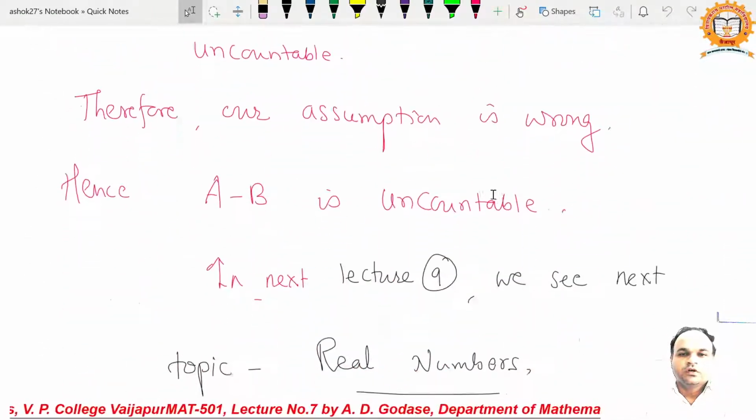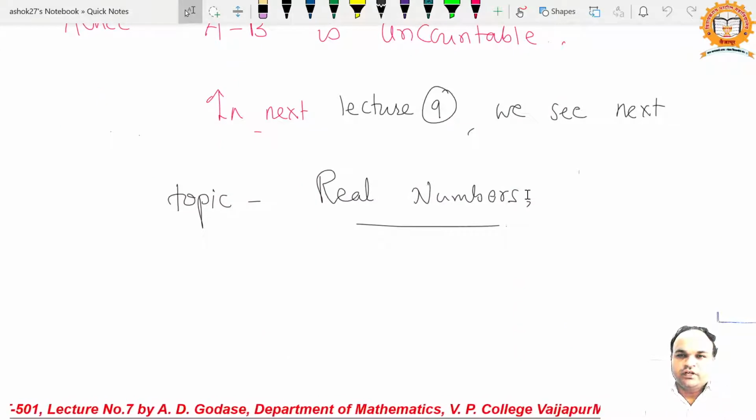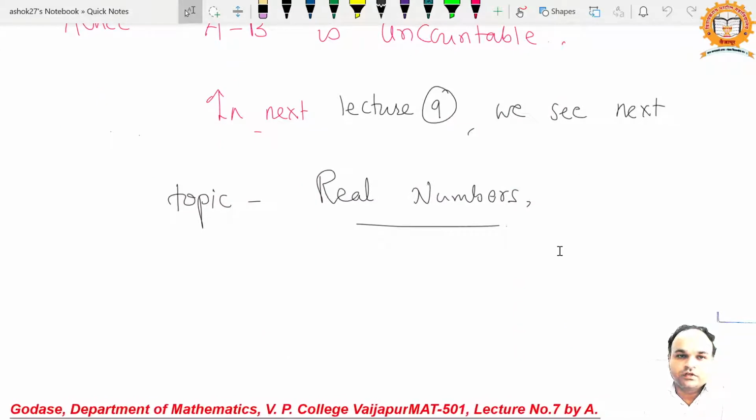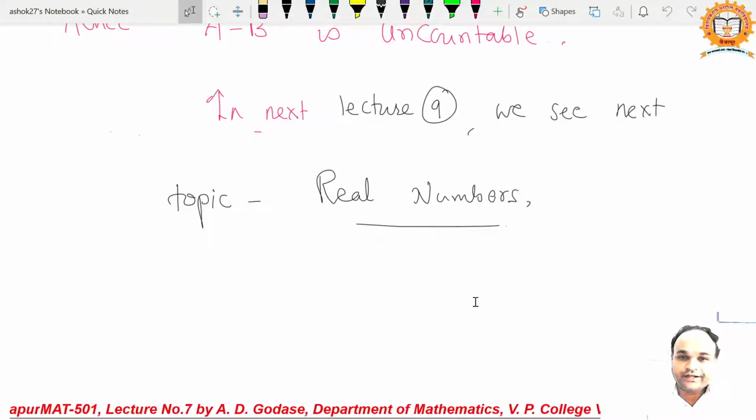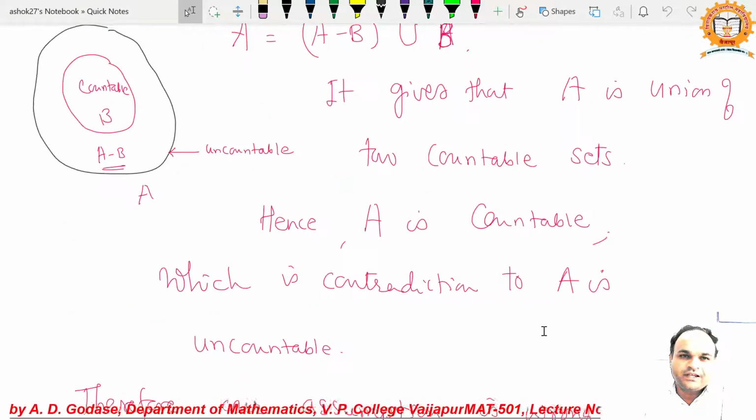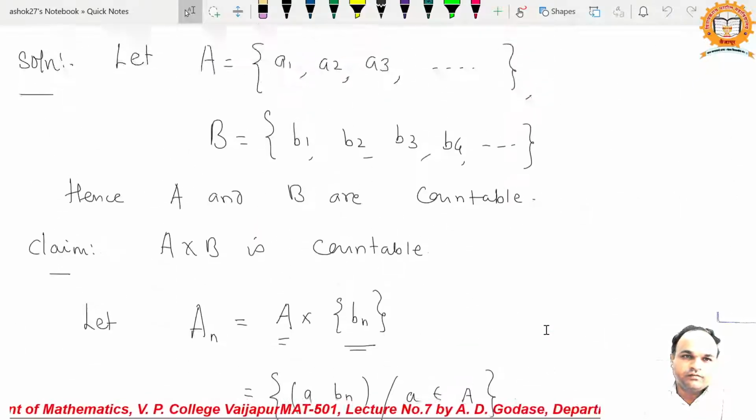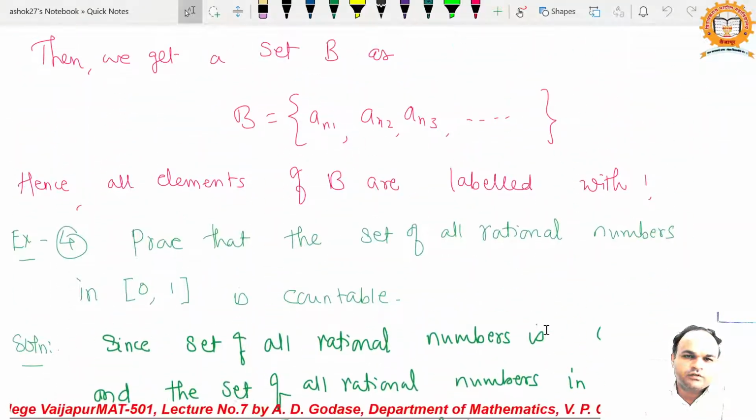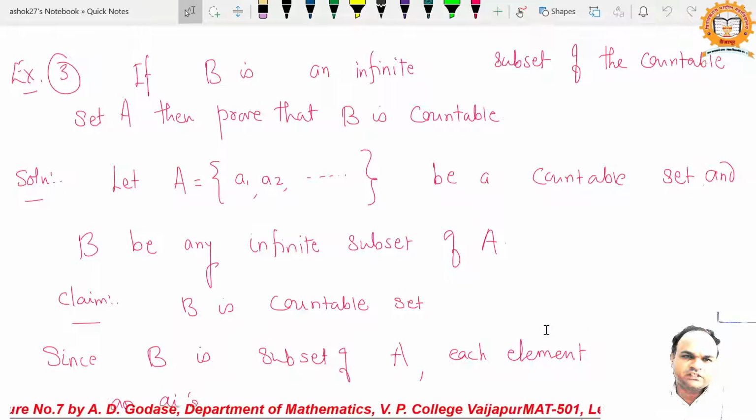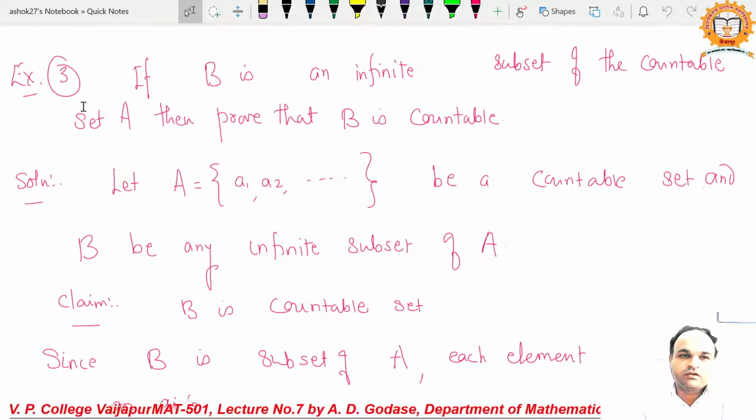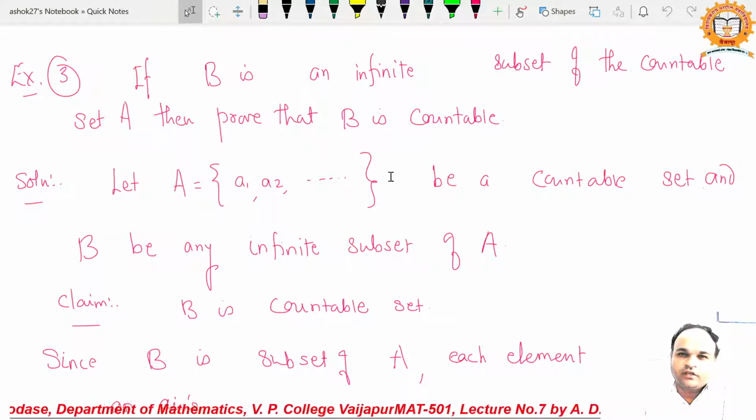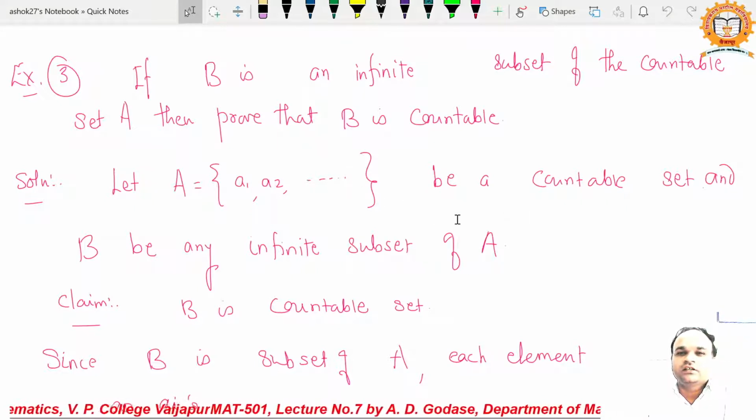Yeah. So let us welcome in lecture number 89 in the lecture series of real numbers, Real Analysis 1. So in the last lecture, we solved three examples. Example number 3 was: if B is an infinite subset of a countable set A, then prove that B is countable. That is, an infinite subset of a countable set is countable.